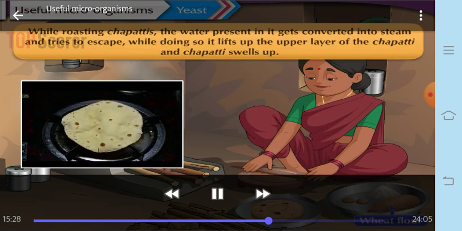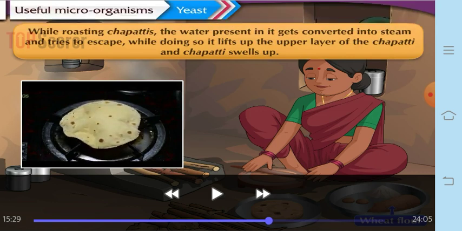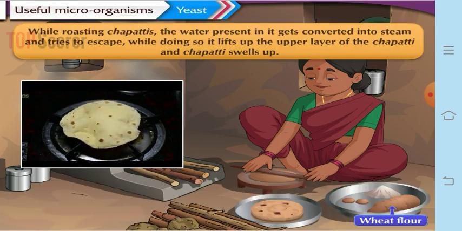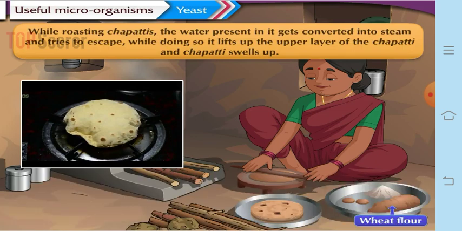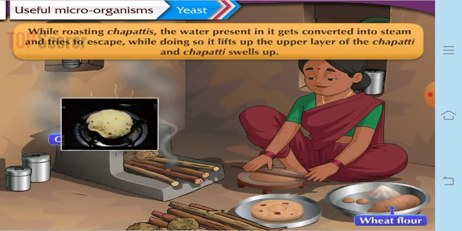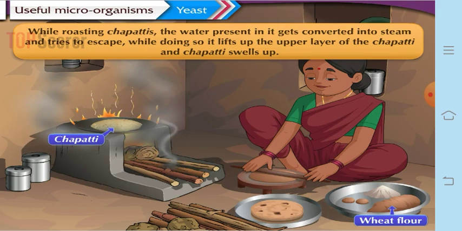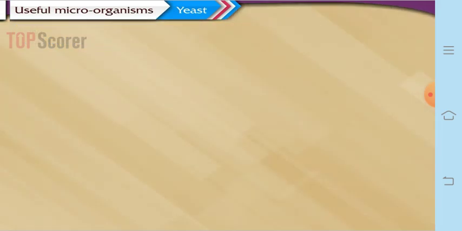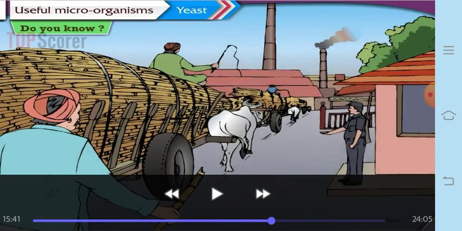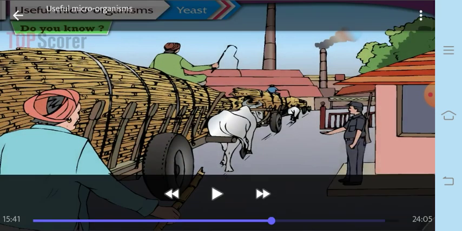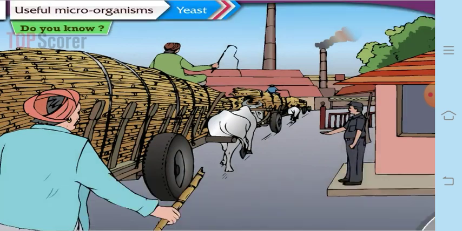Now, why this is happening is because while roasting chapatis, the water present in it gets converted into steam and tries to escape. While doing so, it lifts up the upper layer of the chapati and the chapati swells up. So this is what is happening while roasting the chapati. It is not the yeast which is added, it is the water which is trying to escape in the form of water vapor. Now let us see a little ahead.